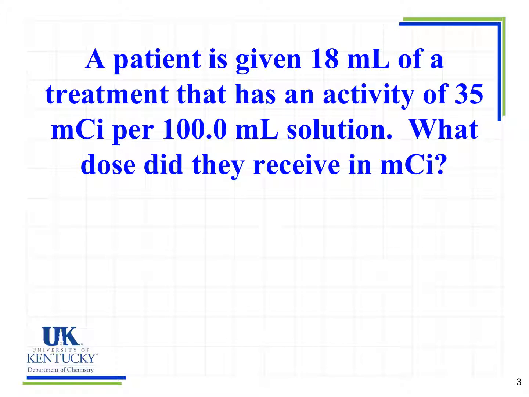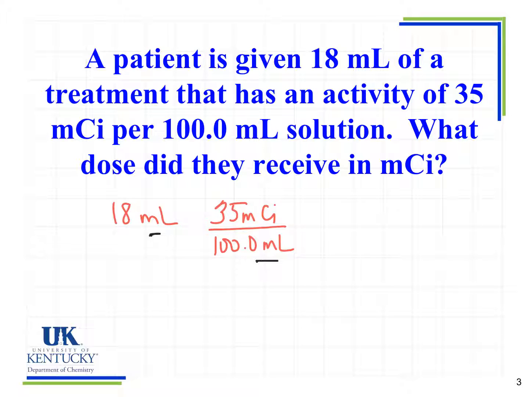Let's look at an example, and we're going to use dimensional analysis as we've been using all semester. So a patient is given 18 milliliters of a treatment that has an activity of 35 millicurie per 100 mL solution. So we can write that as a relationship. What dose did they receive in millicurie? So now we have two numbers, one with a simple unit and one with a relationship.